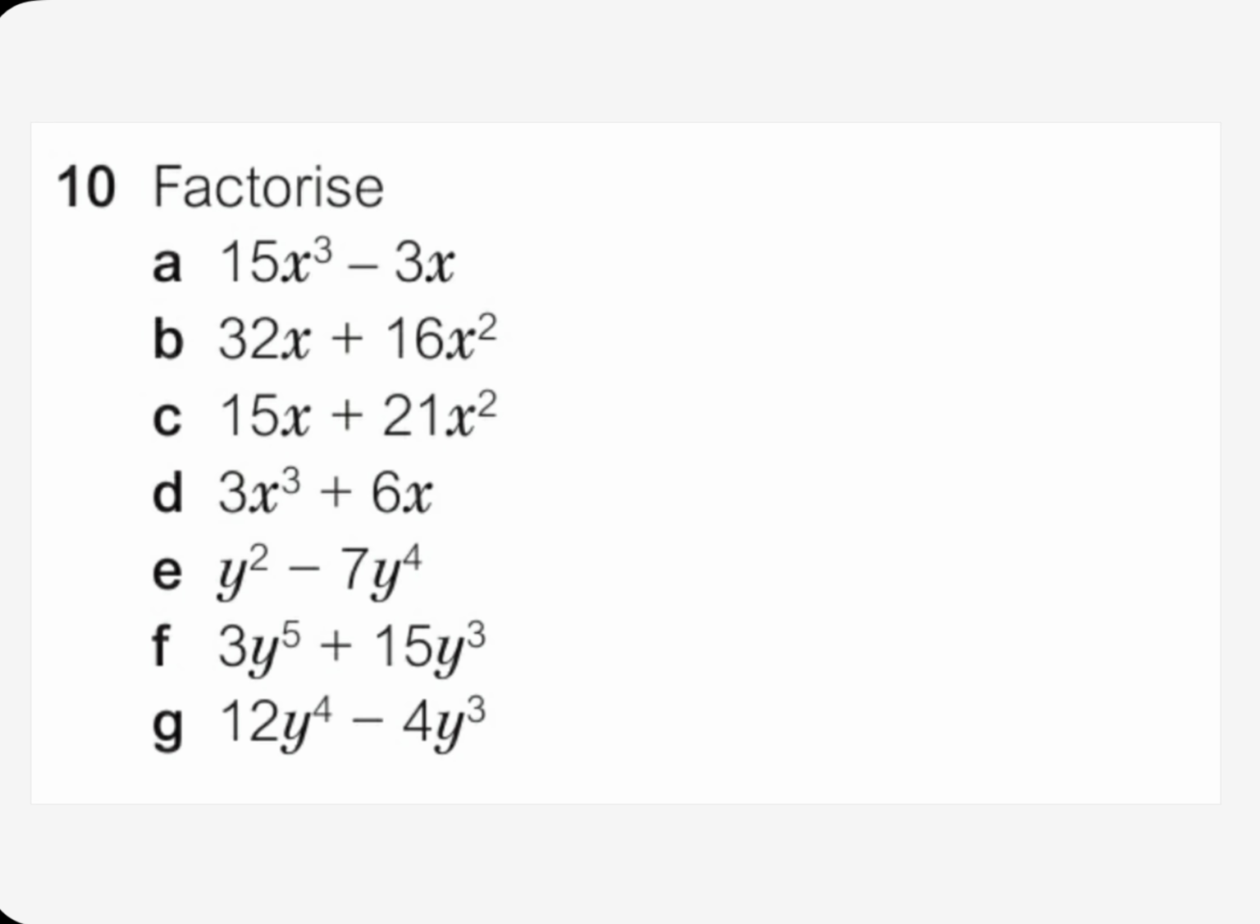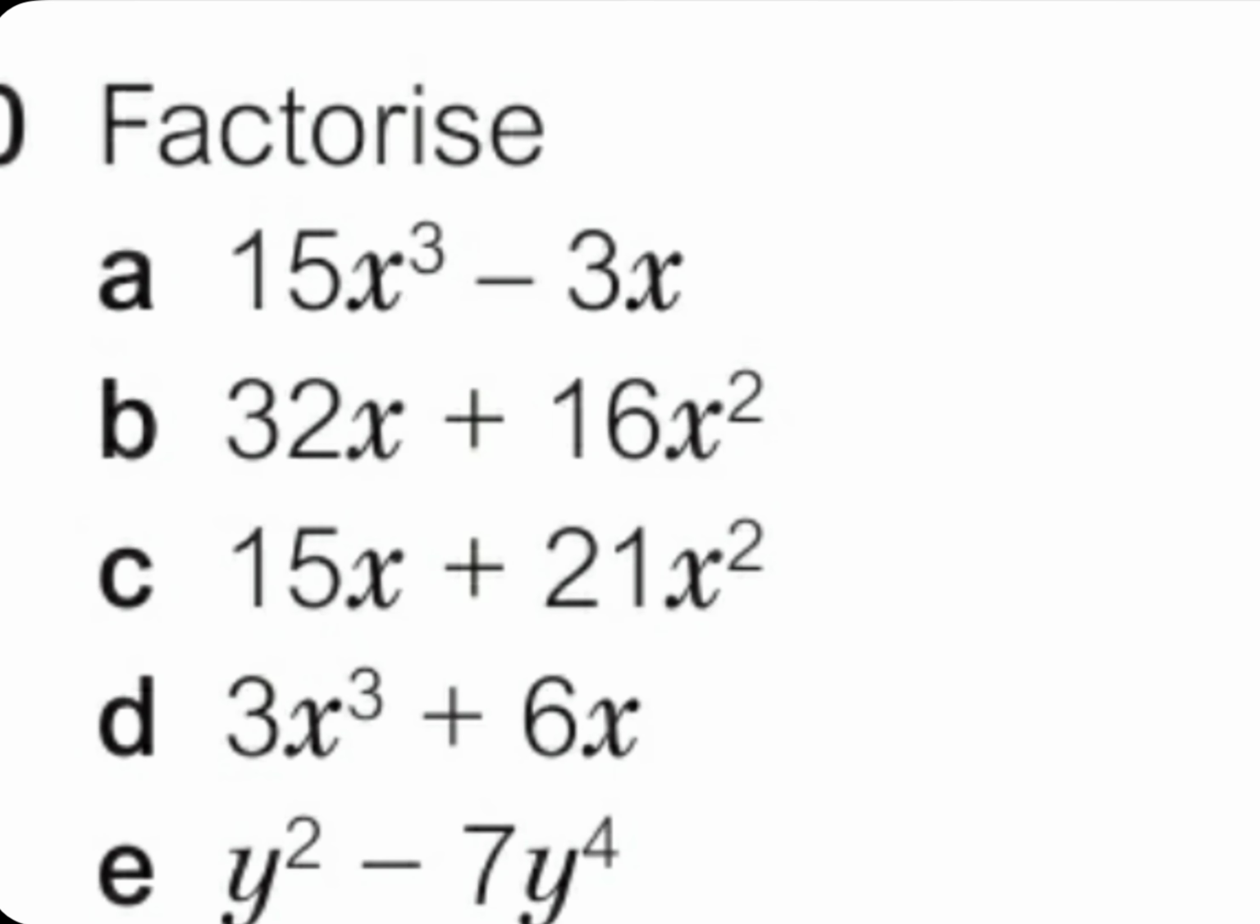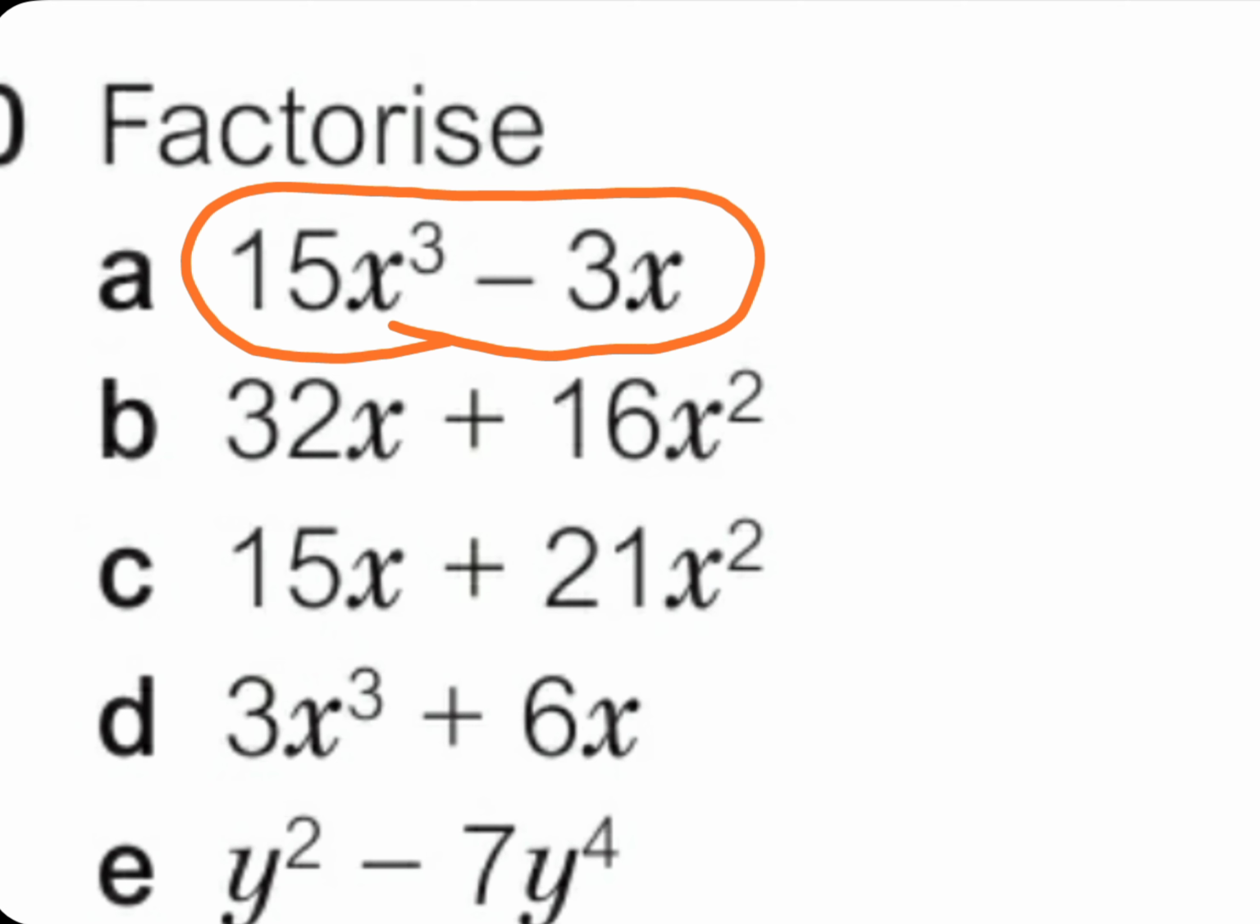It's like making brackets. Taking what's common, putting it outside the bracket, and making a bracket with what you left inside. Now we will take question A as an example, and I hope that you understand it. Now let's focus on question A. In question A, he wants you to factorize 15x power of 3 minus 3x.